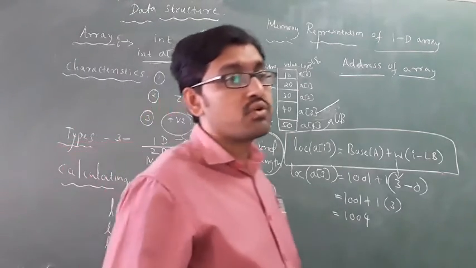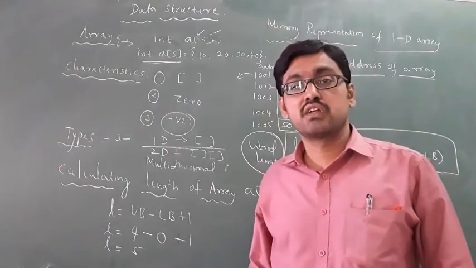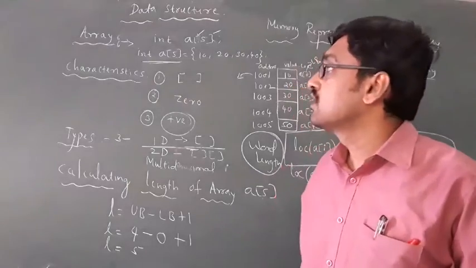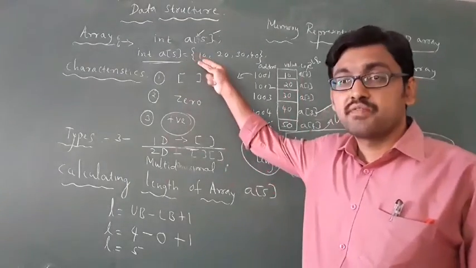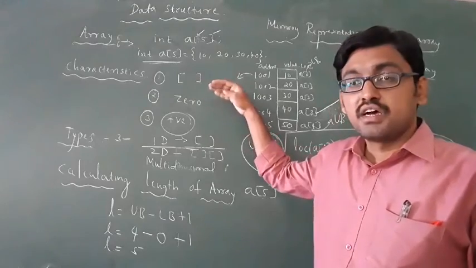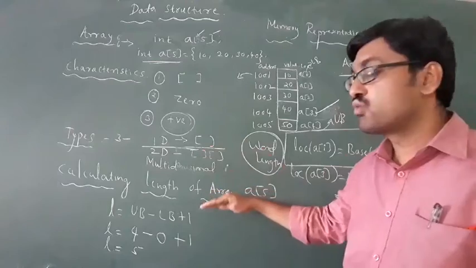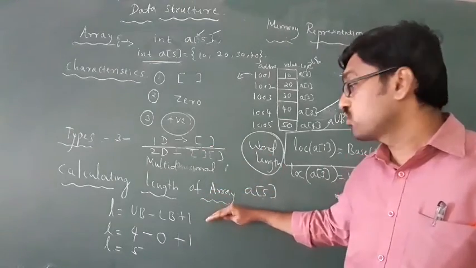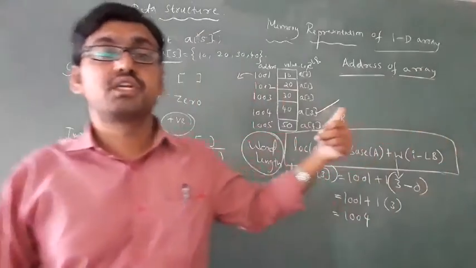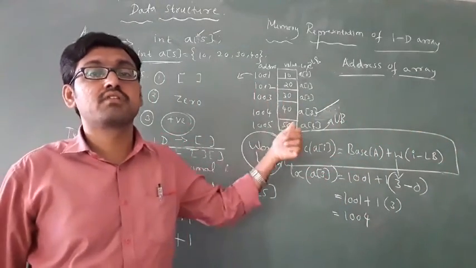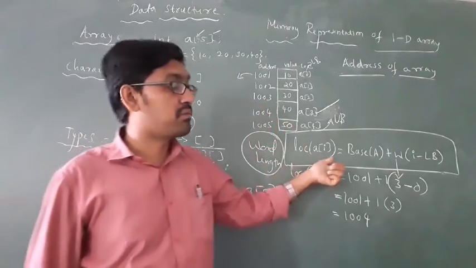In today's class, what do we have to discuss? First we discuss an example of a linear data structure. A linear data structure example is an array. Second, you have to know what an array is, then the characteristics of an array, then the types of an array. Then we know the memory representation of an array. Memory representation of an array means how to find the address of an array, for which you have to apply this formula.